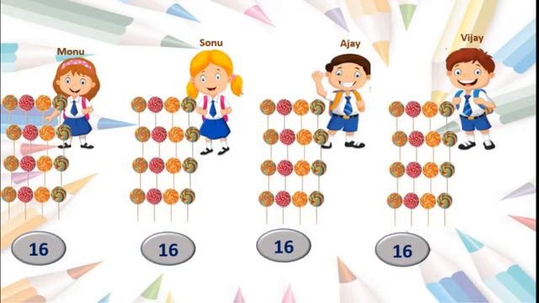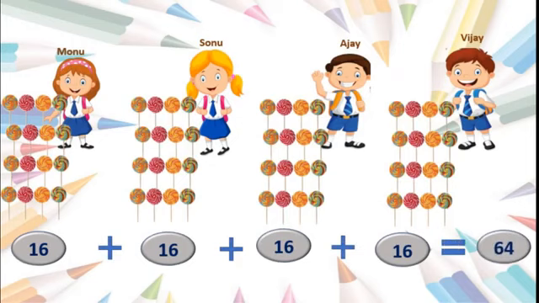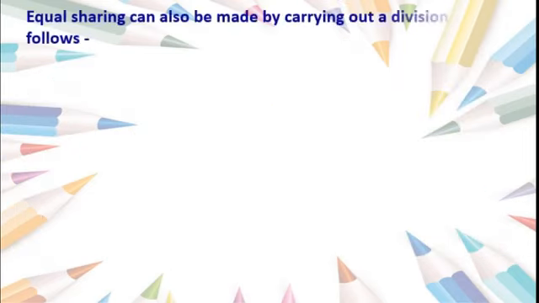We will do the verification. Here when we add all these 4 numbers, we must get 64, isn't it? The total number of lollipops that Grandpa bought. Yes, we are right. We got 64 when we added 16 four times. Now the same thing we will carry out by our division method.